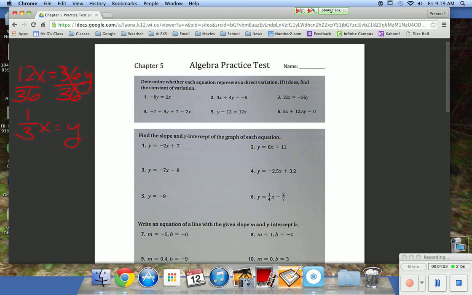JD, does it meet my criteria? It does. It meets my criteria. What's my direct variation on this one? 1/3 is my direct variation. Not the x. Nope, just the 1/3. Yep. K equals 1/3 on this one. Okay, does that make sense?